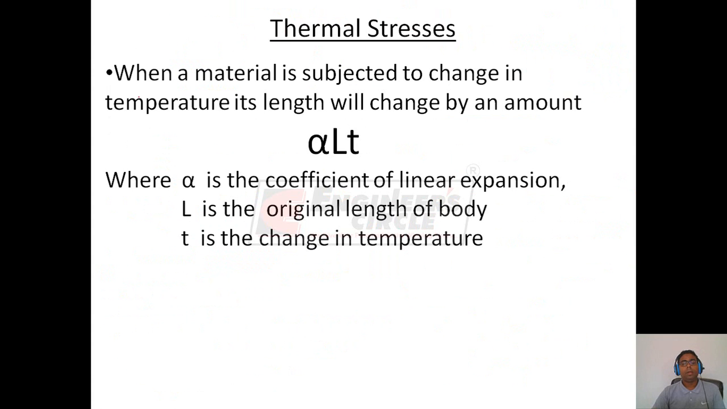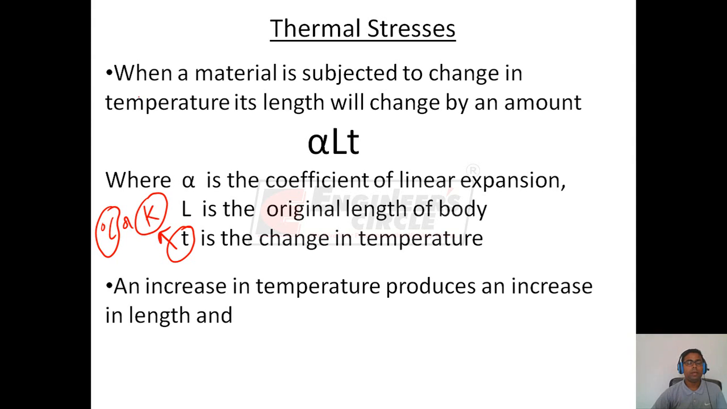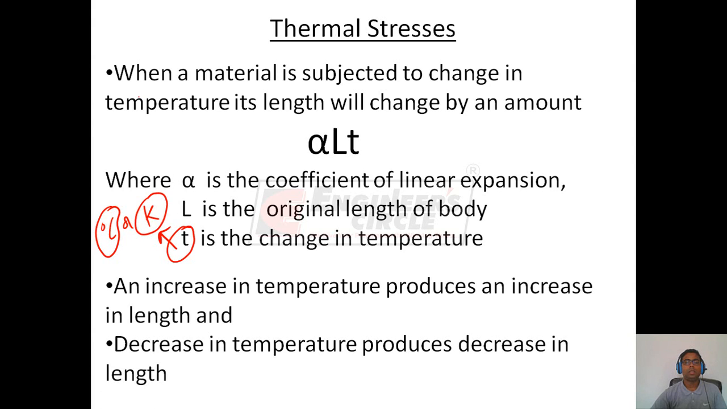Thermal stresses. When a material is subjected to a change in temperature, its length will change by an amount alpha LT, where alpha is the coefficient of linear expansion, L is the length of the body, and T is the change in temperature. This change in temperature has to be put in degree centigrade or in Kelvin, because change in temperature is the same in degree centigrade and in Kelvin. An increase in temperature produces an increase in length, and a decrease in temperature produces a decrease in length.